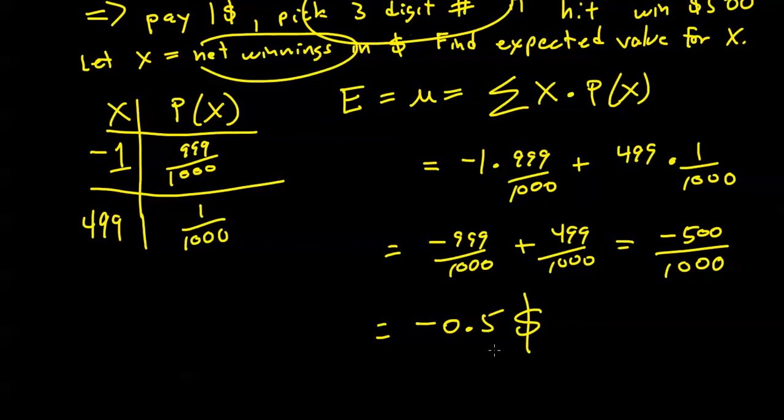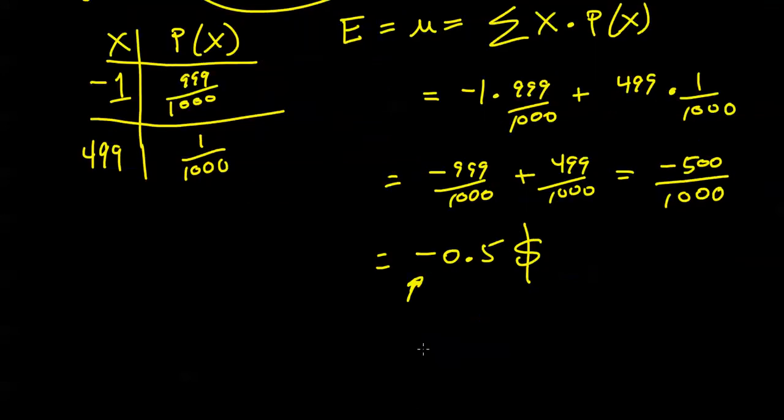Alright, and I think you can appreciate this negative sign is not here by accident. This represents the edge of the house. Really what I'm saying here is if you play this game an infinite number of times, you will lose 50 cents each time you play. And again, this is theoretically and on average.